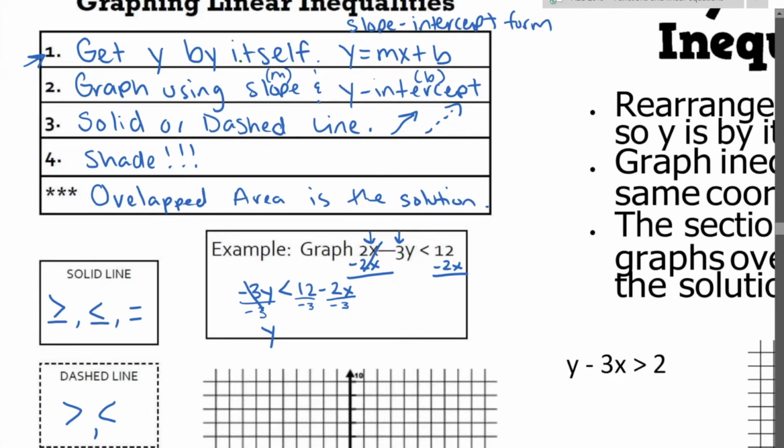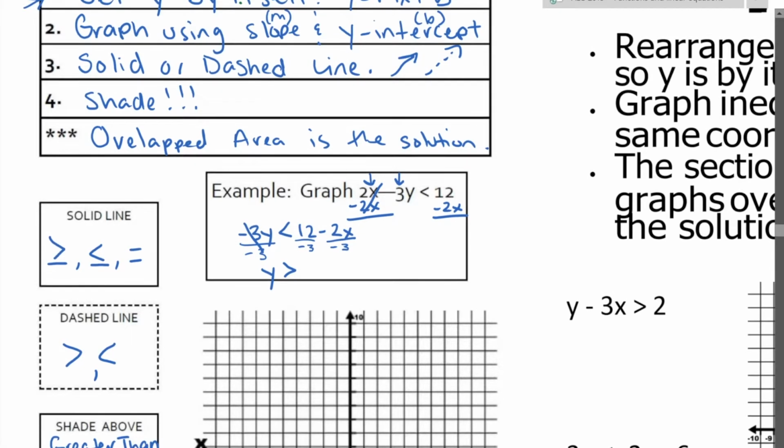What happens when I divide by a negative? My sign flips. So I move it this way. Again, when I multiply or divide by a negative, I flip my sign. So 12 divided by negative 3 is negative 4. Negative 2 divided by negative 3? Well, I can't do anything. It doesn't give me an even number. So I just leave it as positive 2 over 3x. Now it's positive because a negative and a negative make a positive. So it's a positive 2 over 3.